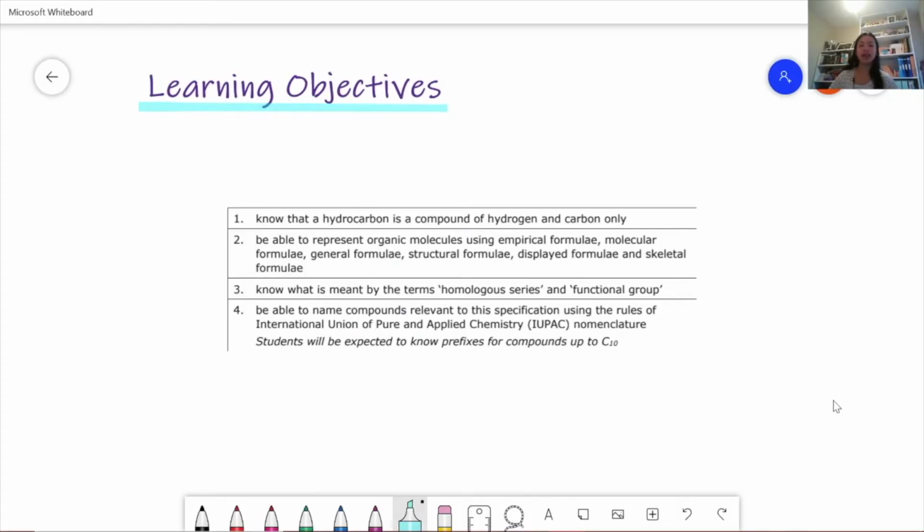Today we're going to learn about hydrocarbons and how they are compounds of hydrogen and carbon only. We're also going to be able to represent organic molecules using empirical formulae, molecular formulae, general formulae, structural, displayed and skeletal formulae. We're also going to know what is meant by the terms homologous series and functional group. And lastly, we're going to be able to name compounds relevant to the specification using the rules of the International Union of Pure and Applied Chemistry nomenclature.